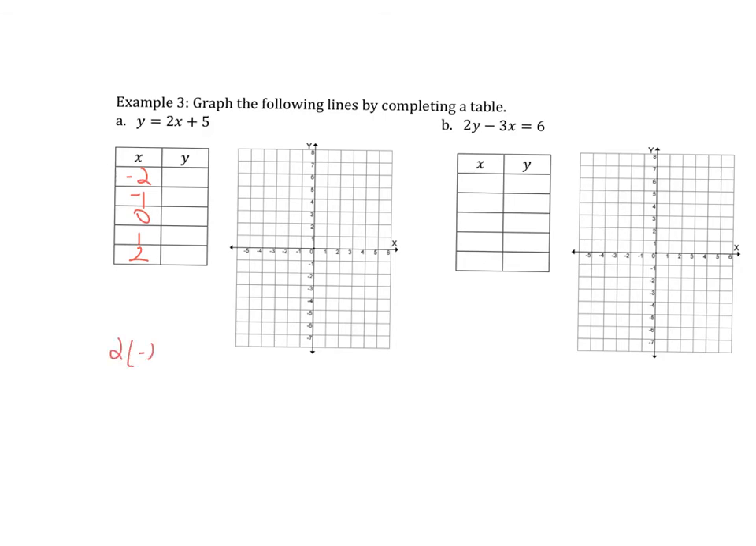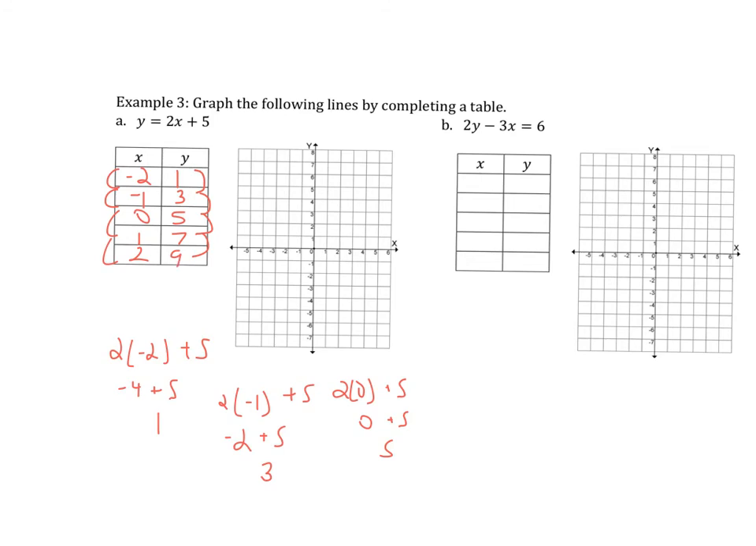So 2 times negative 2 plus 5. So we have negative 4 plus 5, which is 1. Plug in my negative 1. 2 times negative 1 is negative 2, plus 5 is 3. And 2 times 0 is 0, plus 5 is 5. Each thing on the x column is going up by 1. We go plus 2, plus 2, plus 2, plus 2.